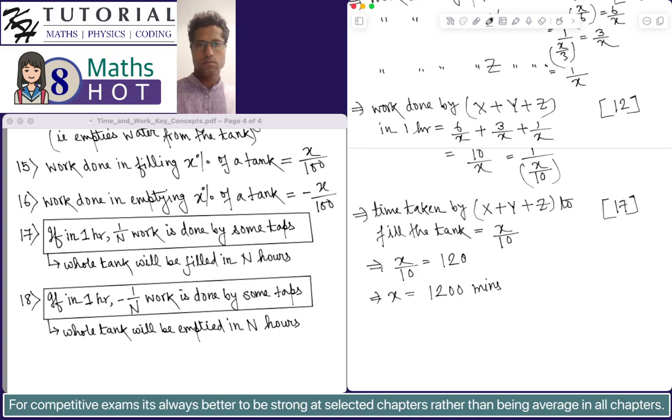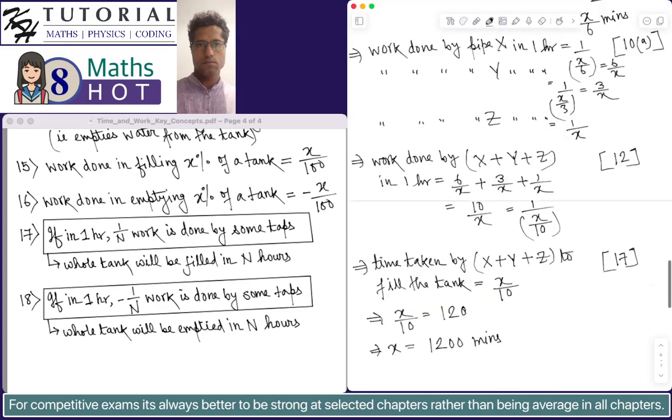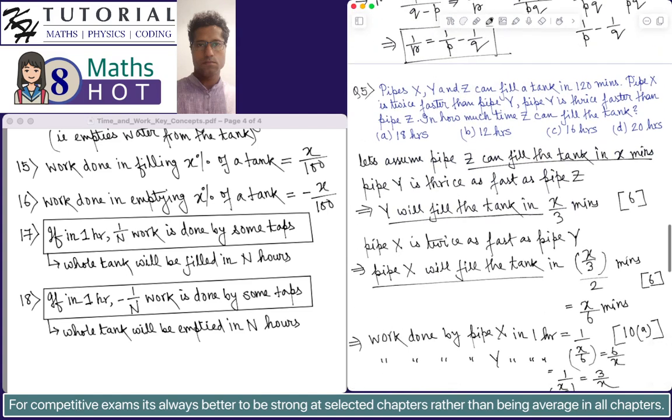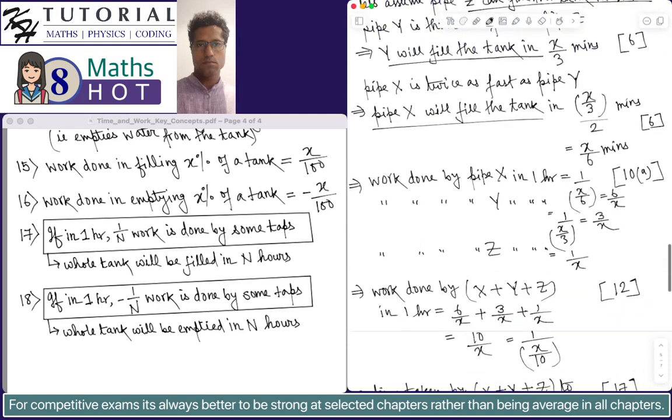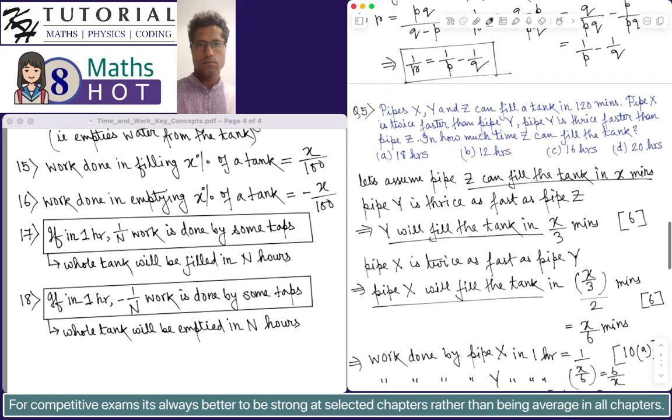Now we have to convert this 1200 minutes into hours. The choices are 18 hours, 12 hours, 16 hours and 20 hours. 1200 minutes is equal to 1200 divided by 60 hours. This is equal to 20 hours. So pipe Z can fill the tank alone in 20 hours. So the correct choice is choice D.